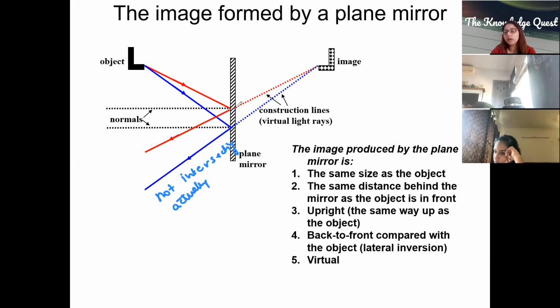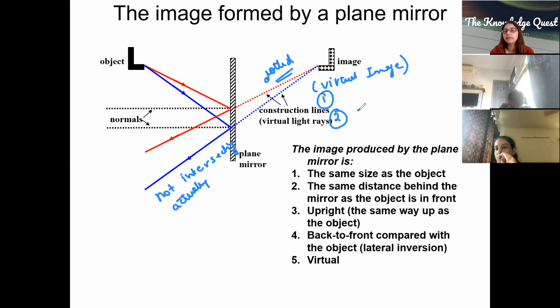So what we had to do, we had to produce them back. And whenever we produce these lines back, we always show them by dotted lines. So you produced them and made them intersect on the other side. Such images will always be called virtual images because, first, they are not formed by actual intersection of reflected rays. And second, they can't be produced on a screen.